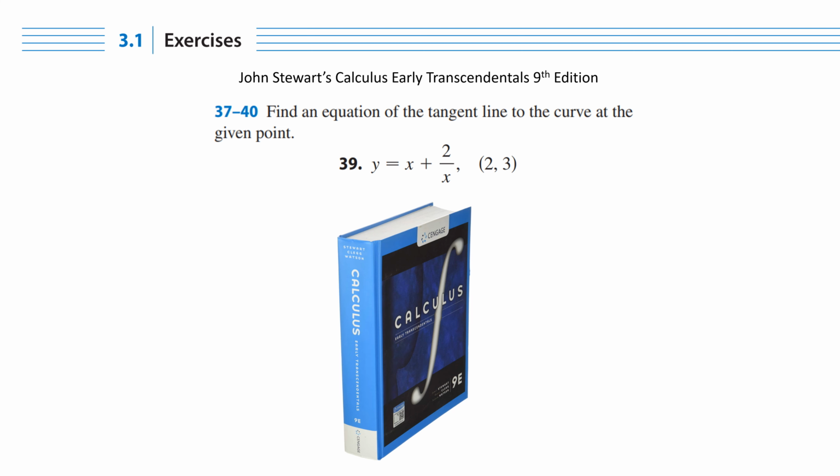Welcome to James Stewart's Calculus Early Transcendentals, 9th edition. We are going to try to solve problem number 39 of section 3.1, and the instructions basically tell us to find the equation of a tangent line to the curve at the given point. So let's jump into how to do that.